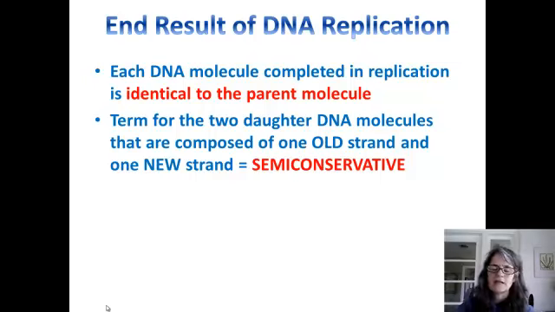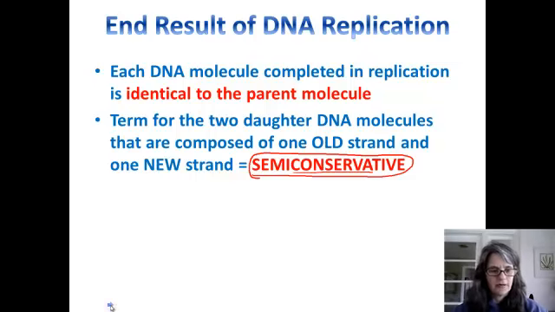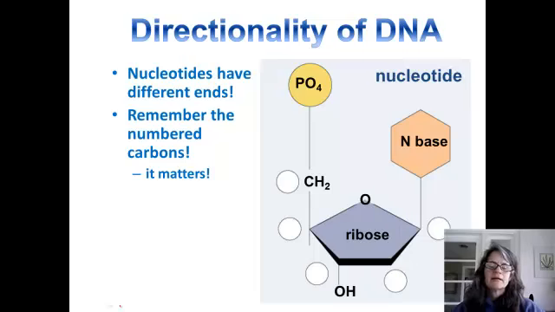This idea that newly replicated DNA is one half from the original parent and one half completely new is called being semi-conservative. The molecule is semi-conservative, meaning we conserve half of it. Half of it is the old, and we're going to keep that and add to it some new. Okay? All right.